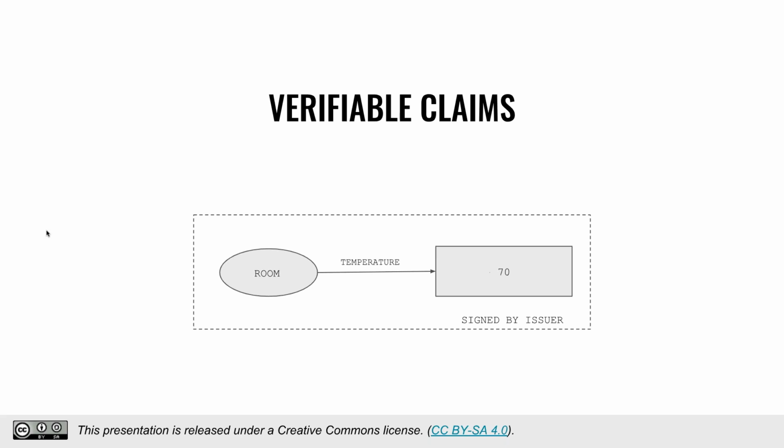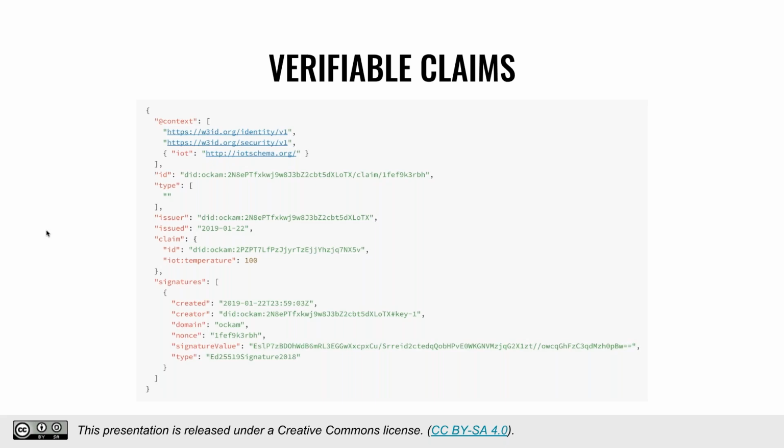So, for example, you could have a claim that this room has this exact temperature, but it's signed by the private key of a device. So the data then becomes attributable to a specific device that has cryptographically signed this claim as the issuer of this claim. And this is what claims look like. This is specifically an example from Ockam. But once again, as we've seen, these claims can span lots of systems.